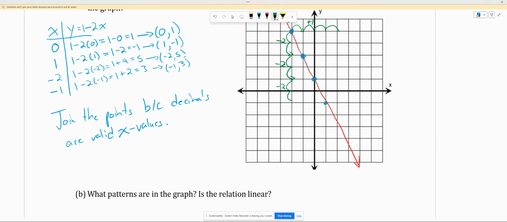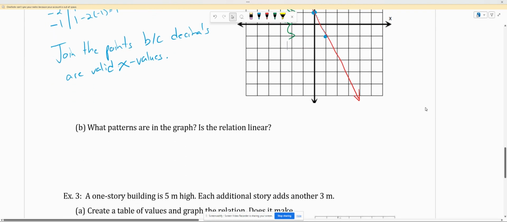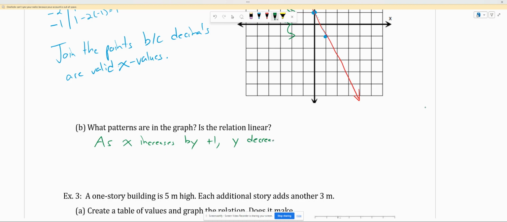So again, we can just look at this pattern from a graphing point of view. We say as X increases by +1, Y decreases by -2. Okay, there we go.